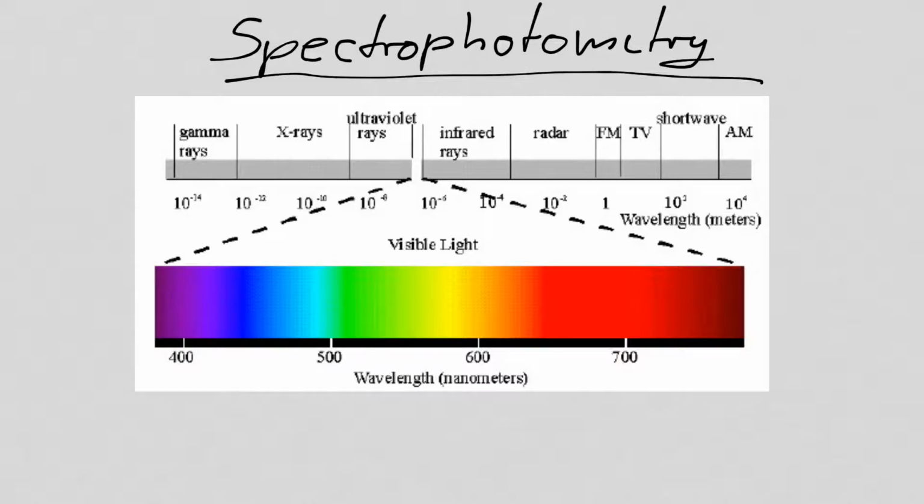For most of the applications that we use in biosciences, we will use part of the electromagnetic spectrum, and probably in most cases we will look at it in this range here. So this includes visible light, which is from about a wavelength of 400 nanometers to about 800 nanometers.